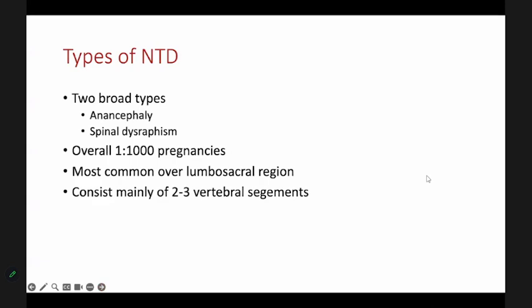So if you consider the bone, which covers the brain and the skin, to also be part of the neural tube, then it can cause in the upper end anencephaly, and then in the lower end, we call it spinal dysraphism. So it's relatively rare. Overall, about 1 in 1,000 pregnancies can get affected with neural tube defects. Anencephaly is rare in comparison to spinal dysraphism. With spinal dysraphism, the most common site is the lumbosacral region, and generally it tends to involve about 2 to 3 vertebral segments.